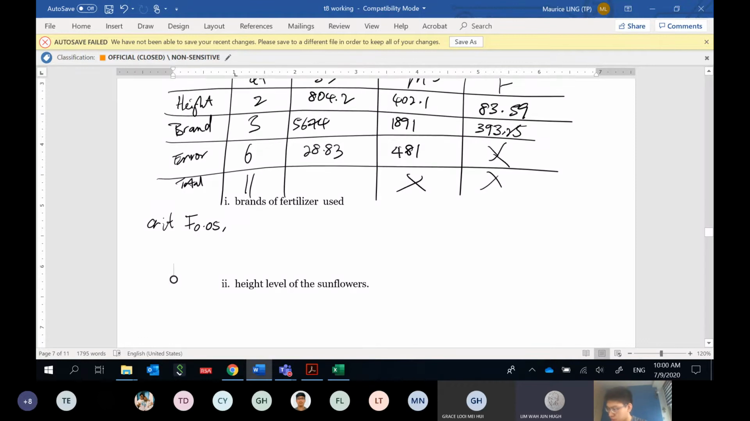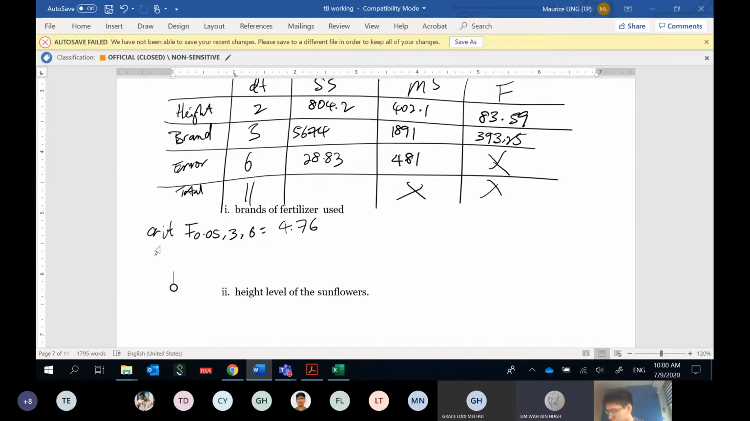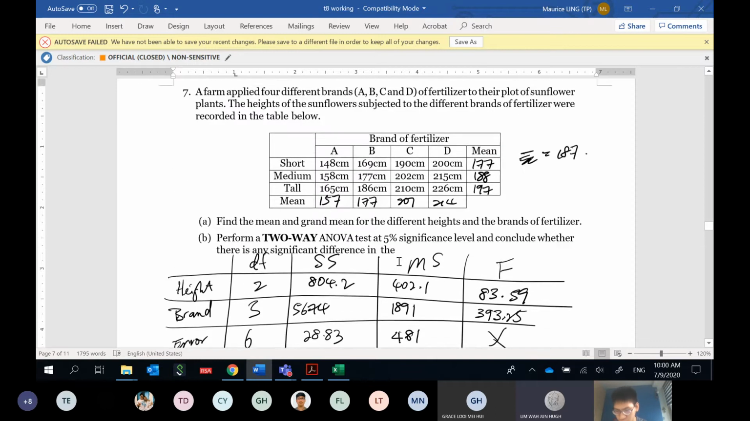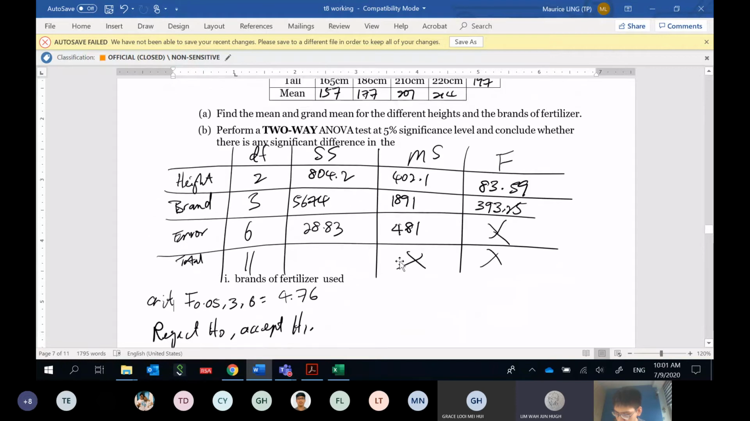5.14. Okay, brand is supposed to be 3 and 6. What is the critical value? The critical value for this one would be 4.76. Correct. So with 4.76 for brand, what is your conclusion then? Have to reject the null hypothesis. You reject the null hypothesis, you accept the alternative hypothesis, and what does it mean? Yes, there's a significant difference in the brands of the fertilizer.